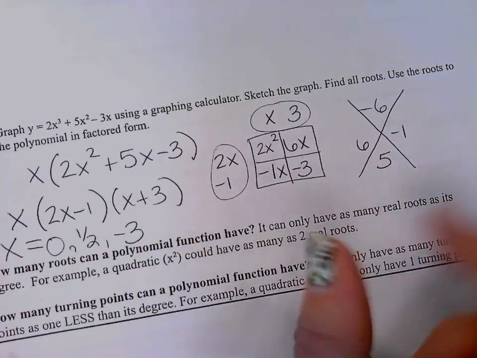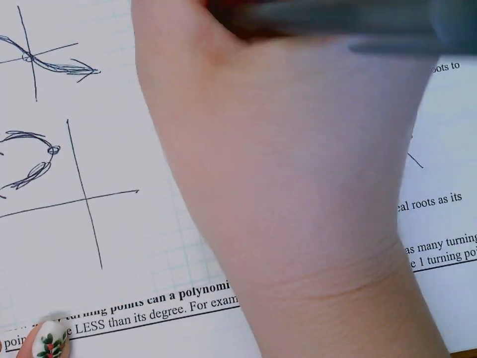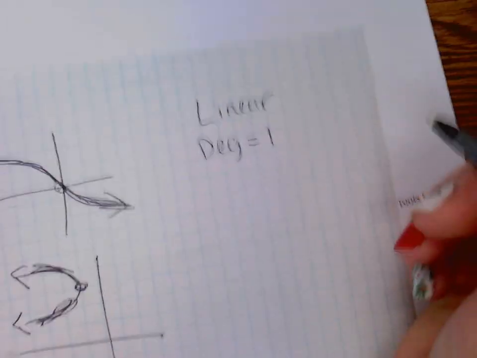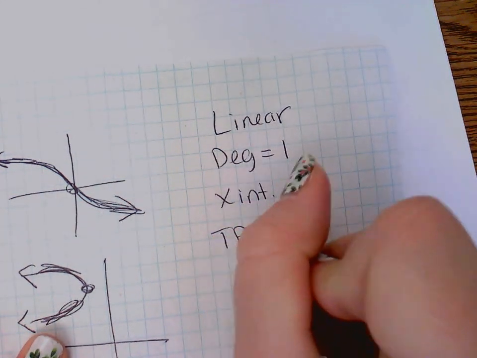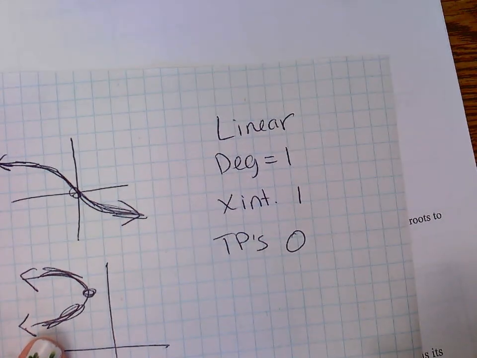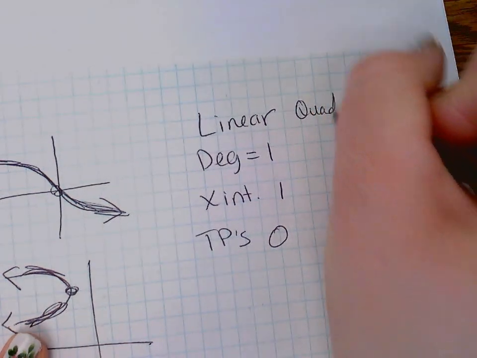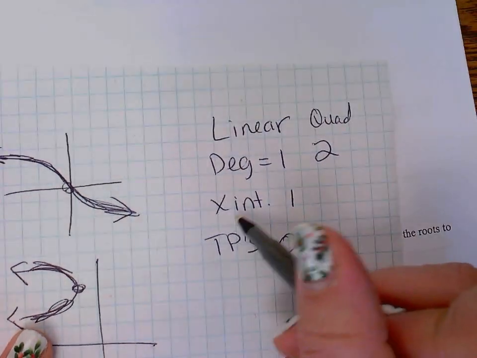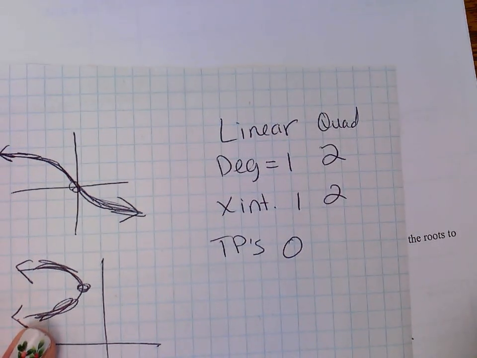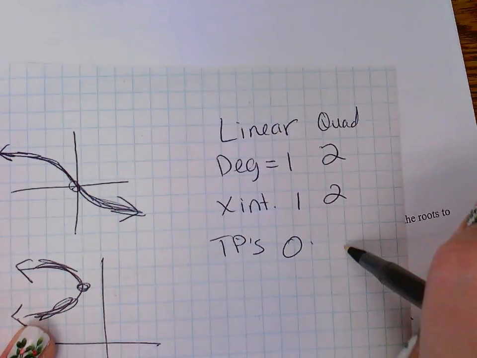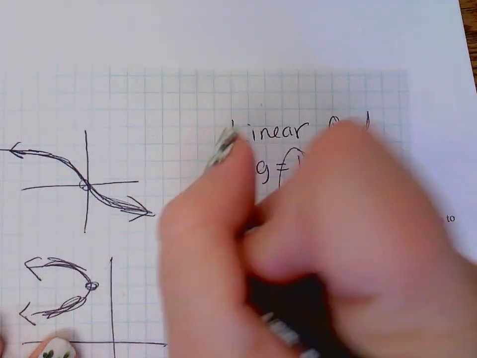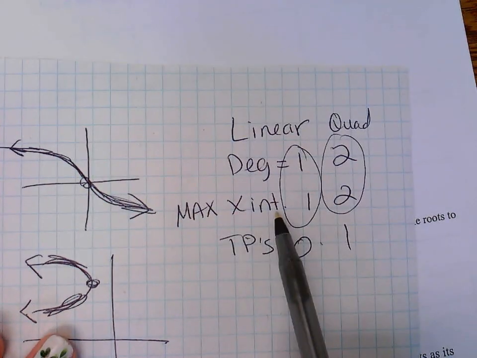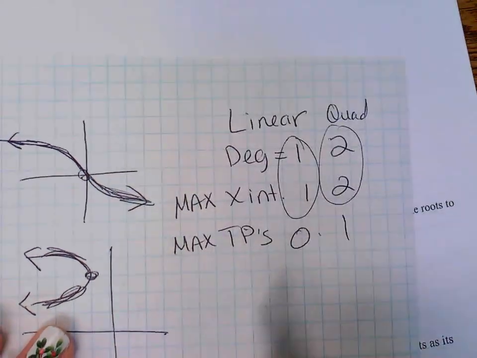You don't really have to memorize that. You already know that a linear function, right? Linear has a degree of 1, right? So how many x-intercepts could it have? 1. How many turning points does it have? 0, right? It goes in a straight line. What about quadratic? It has a degree of 2. How many x-intercepts could it have? It could have 2. It might have fewer. How many turning points does a quadratic function have? 1. So the degree will always equal the maximum number. I should write maximum x-intercepts. And then this is the maximum turning points.